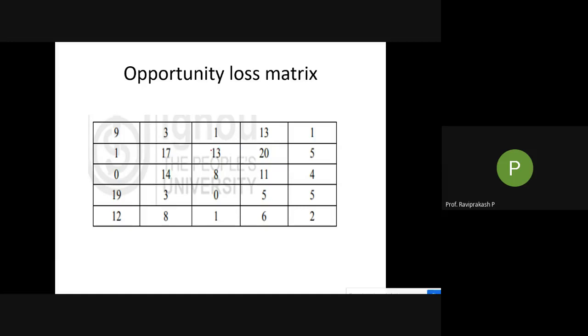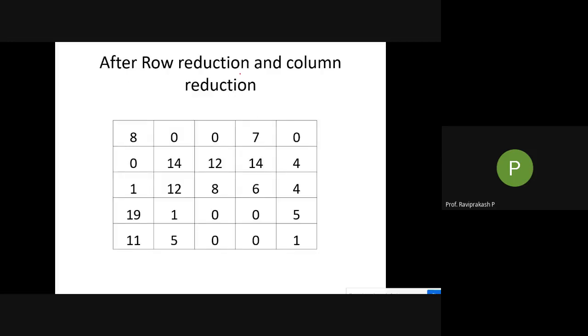Okay, so after this, what to do now? Row reduction and column reduction. I think you might have done that also. So after row reduction and column reduction, I am getting this particular matrix: 8 0 0 7, 0 0 14 12, 14 4 1 12, 8 6 and 4 19, 1 0 0 5, 11 5 0 0 1. Okay, just check with your matrix whether this particular matrix I have got after row reduction and column reduction is the same one.